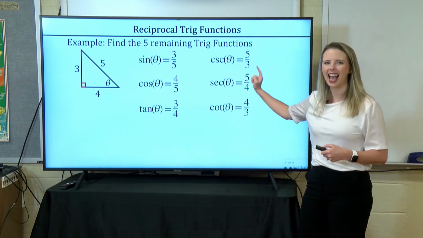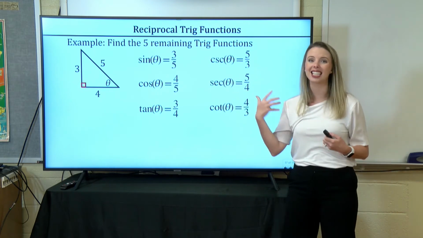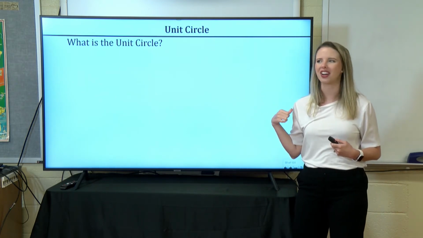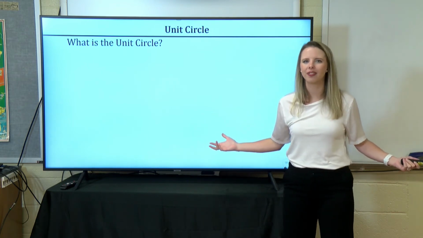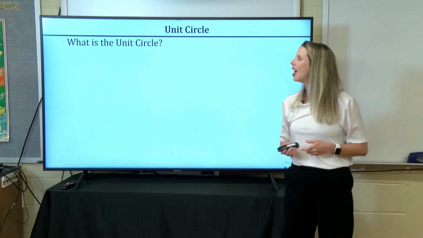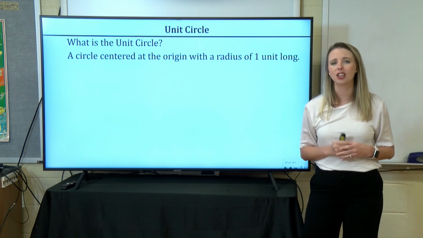So, hang on to this idea because it's going to come back next week and we're going to tie it together with what we're about to learn. The unit circle. What is a unit circle? It's a very important concept. The unit circle is a circle that is centered at the origin that has a radius of 1.